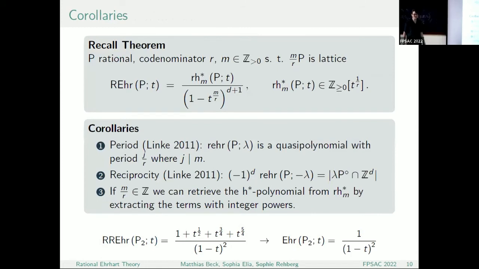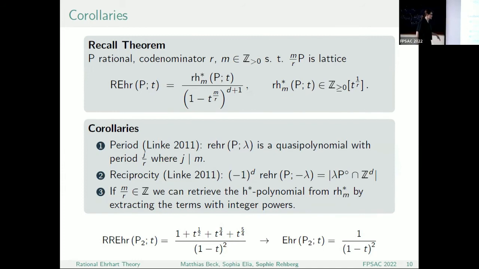All right, and then we can apply usual generating function knowledge, and we can see that this counting function actually is a quasi-polynomial again, and we can again give an estimate on the period. It has a fractional period, j over r, and j divides m. M was this parameter that we choose so that m over r times the polytope has integral vertices. So we want to choose m as low as possible so that we get a nice bound on the period. The smaller the period, the simpler the counting function is. So we better know how complicated the function is.